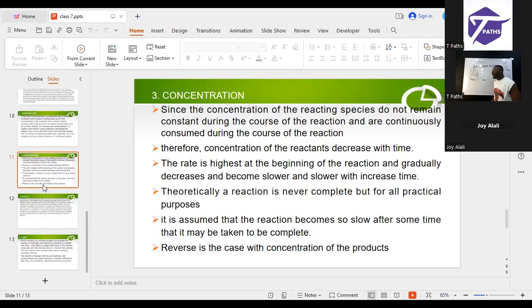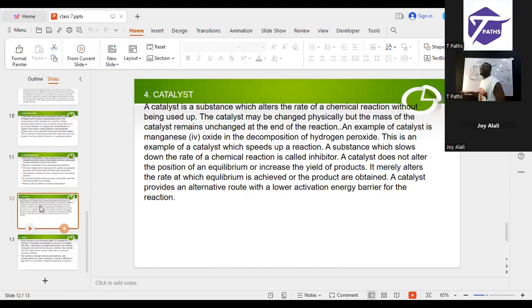The next one is catalyst. What is a catalyst? A catalyst is a substance that alters the rate of a chemical reaction. One thing many people don't know, beyond the idea that catalysts speed up reactions, is that a catalyst alters the rate of a chemical reaction without being used up. Very, very important: without being used up. Some reactions cannot occur on their own, and some are slower, so you need a catalyst. There are different conditions for putting a catalyst there.